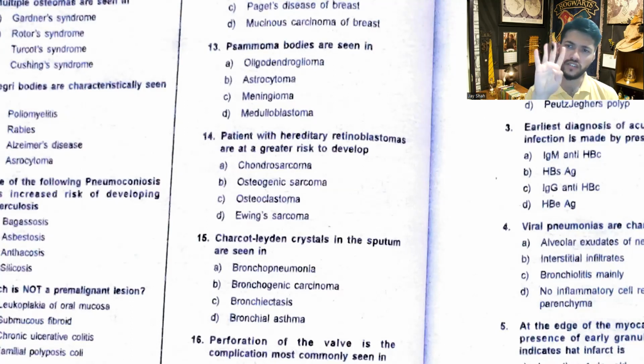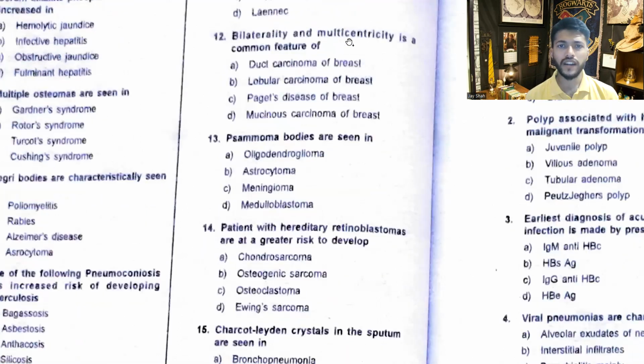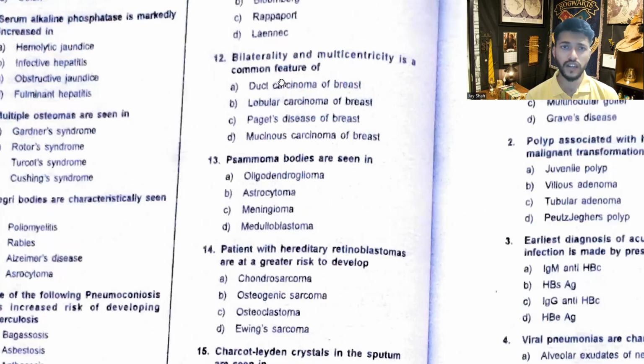Psammoma bodies are seen in meningioma. Which are the 4 conditions? Meningioma, papillary carcinoma thyroid, papillary variant of renal cell carcinoma, and serous cystadenocarcinoma of ovary. So psammoma bodies seen in meningioma. Bilateral and multicentric, I've told you n number of times. Lobular carcinoma tends to be bilateral multicentric. Answer blankly has to be B.